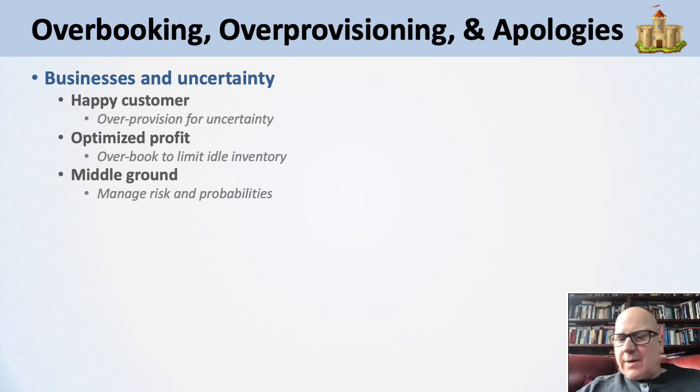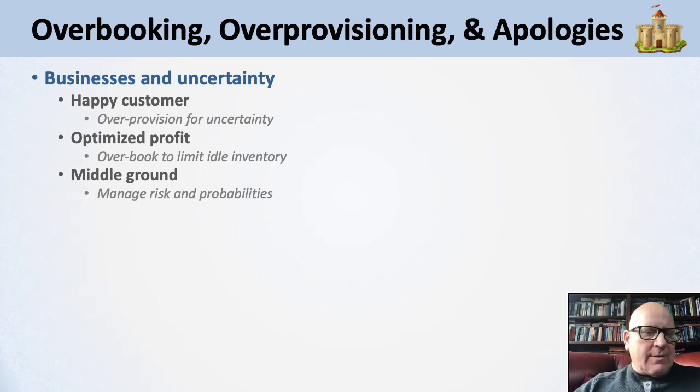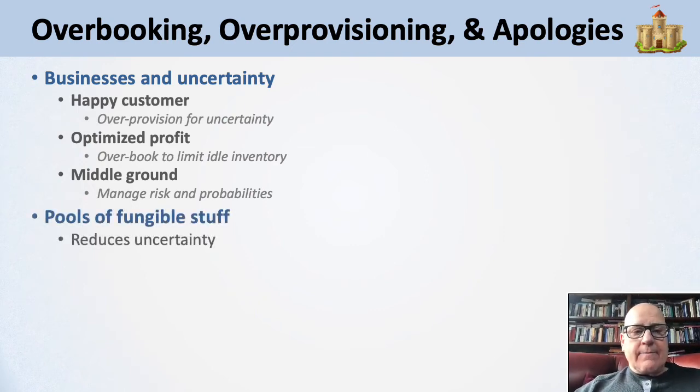So I might want to optimize that. I might want to promise to sell stuff even when I don't have it because I know some percentage will cancel. So I may want to overbook to limit my idle inventory. And I typically want to manage that middle ground between overbooking and overprovisioning to balance the business risk. Now, if I have pools of stuff that are equivalent, fungible stuff, that reduces my uncertainty. That is why hotels have a category of rooms.